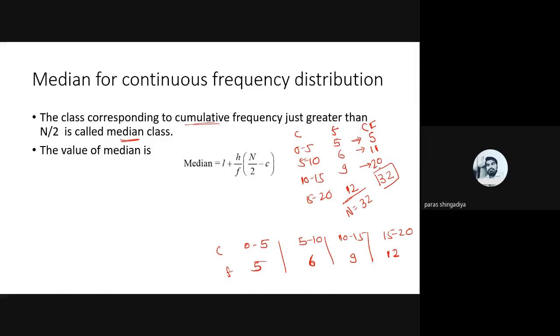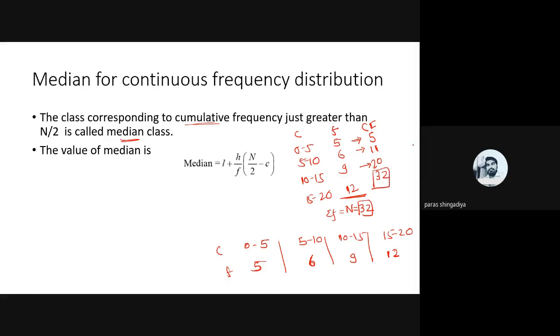Clear? This last value of the CF will be matched with the total frequency of the given data. This n means the total value, also known as sigma f, the total frequency. So that answer will be matched with the last value of the CF. So first derive the CF.